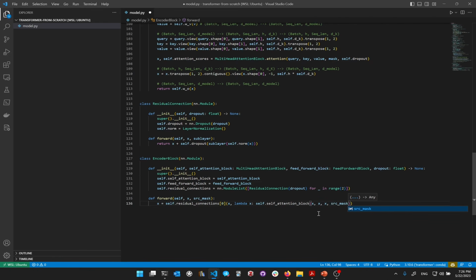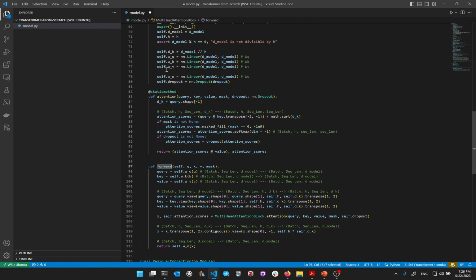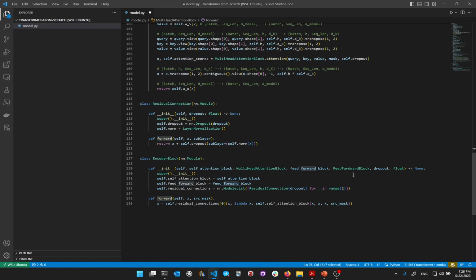We give it the source mask. So what is this? Basically, we are calling the forward function of the multi-head attention block. We give query, key, value, and the mask. This will be combined with this by using the residual connection. Then again we do the second one. The second one is the feed forward.